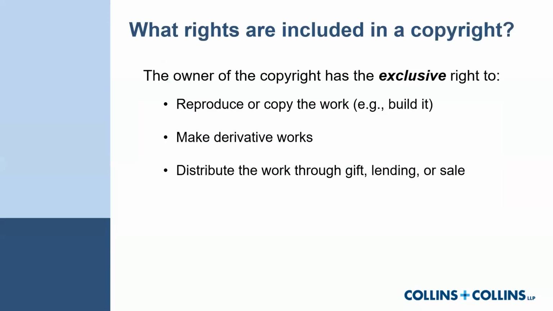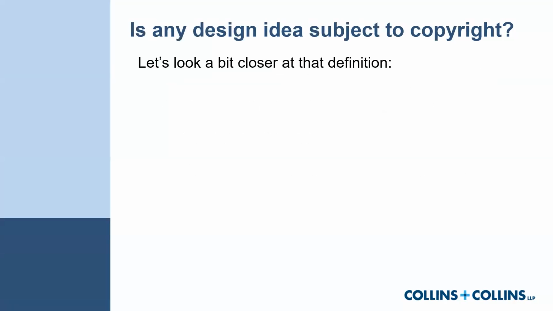So what rights are actually included in a copyright? As you can see, the owner of the copyright has the exclusive rights. They're the only person that can reproduce and copy the work, make derivative works, or distribute this work to other people, to other places, to other businesses through gift, lending, or sales.